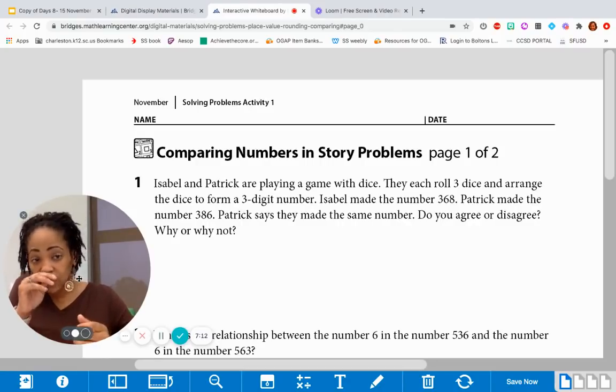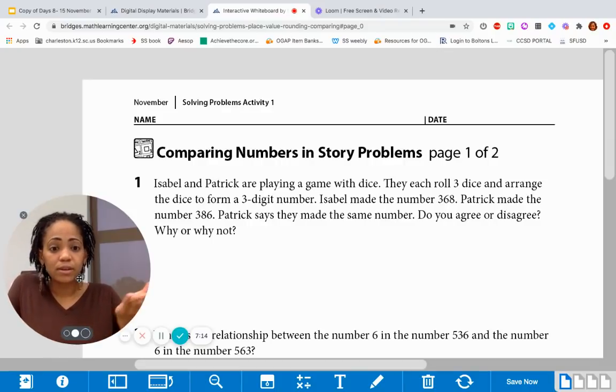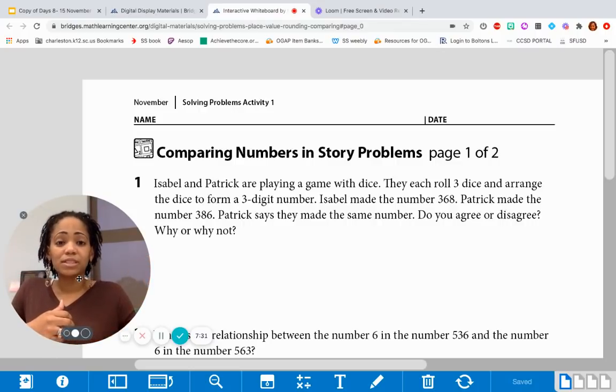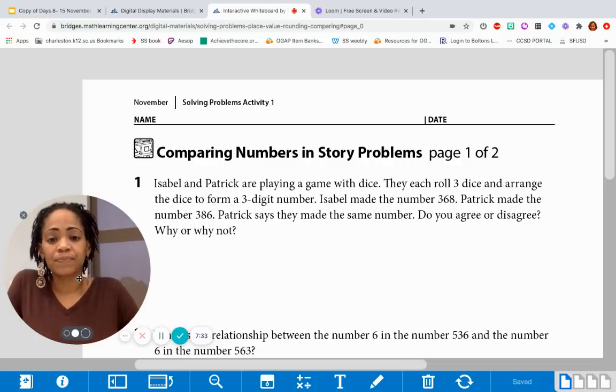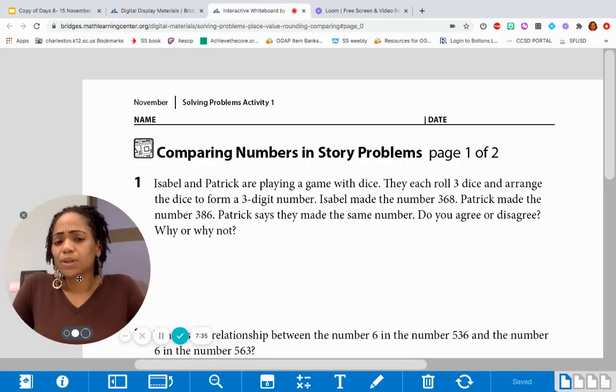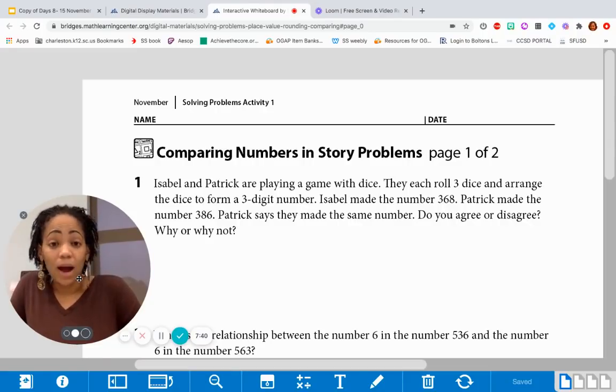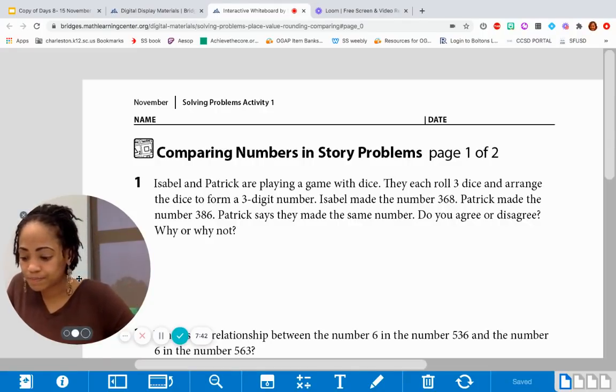All right, so can you tell me in your own words what's happening in this story problem? Two kids are rolling a dice. They roll 3 dice and make a number with the 3 digits. One student made 368, one made 386. So the question is, are those numbers the same? Why or why not?